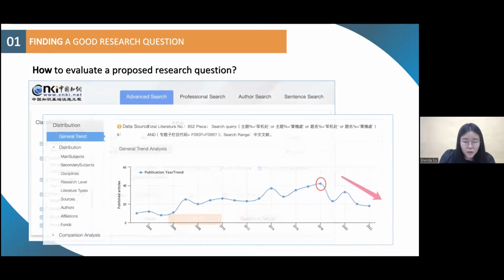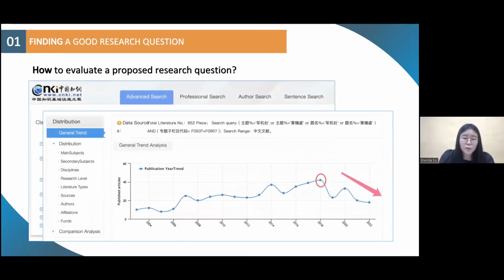Well, in the new chart, research about 军机处 reached its summit in 2018 and has been on the decline in recent years. What that suggests, for many reasons, like it's hard to find a good research question and many other complicated ones, is that fewer people are doing research on this topic, so we had better avoid it.